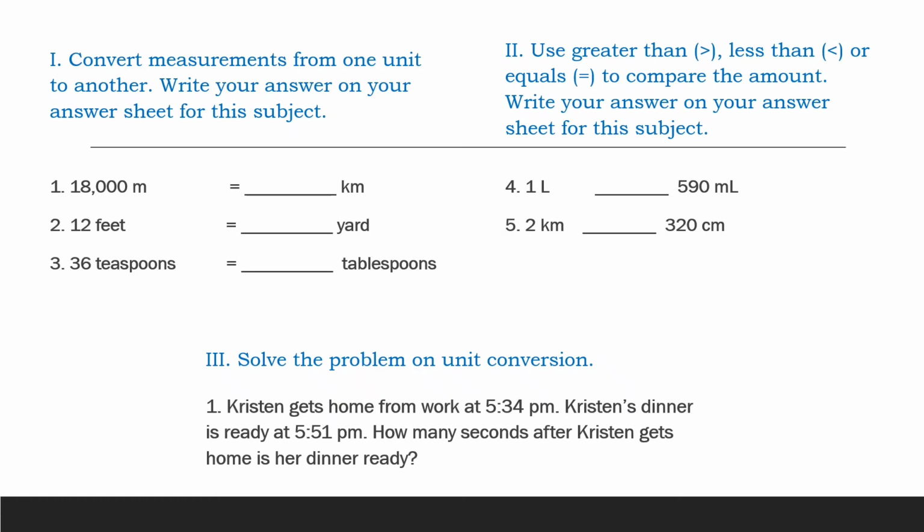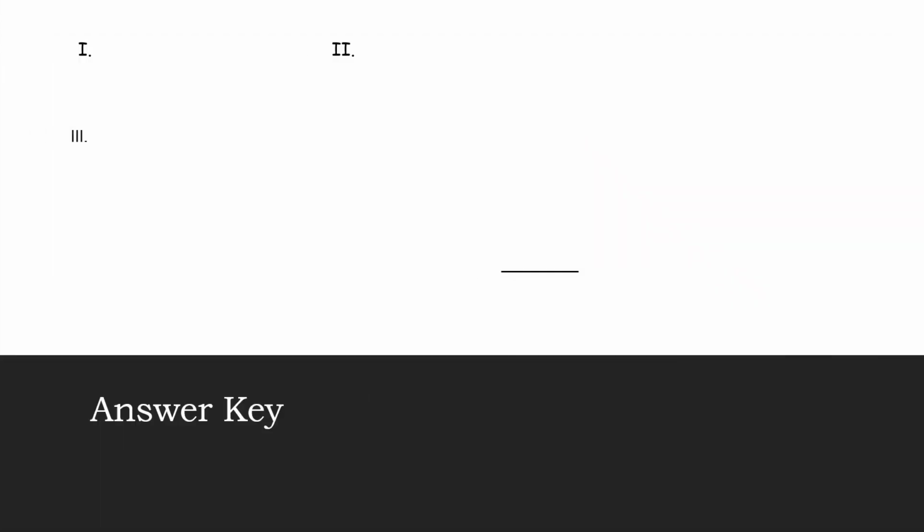Okay, are you done, class? Let us check your answers. For Roman numeral 1, number 1 is 18 kilometers. Did you get it right? Very good. Number 2, the answer is 4 yards. You're doing great, class. Number 3, 12 tablespoons. I'm glad you got it right.